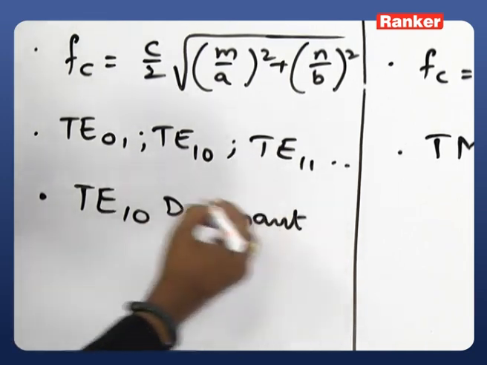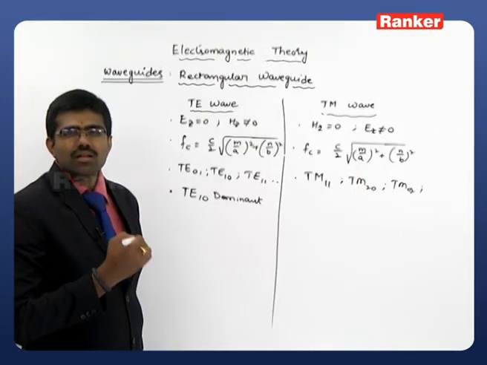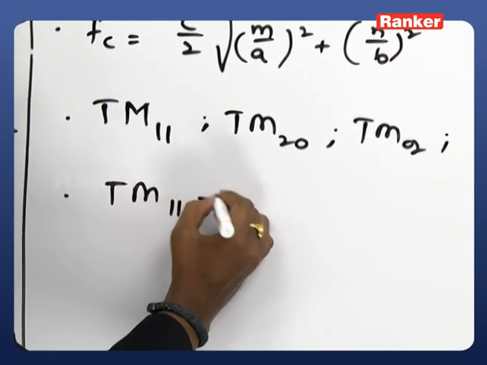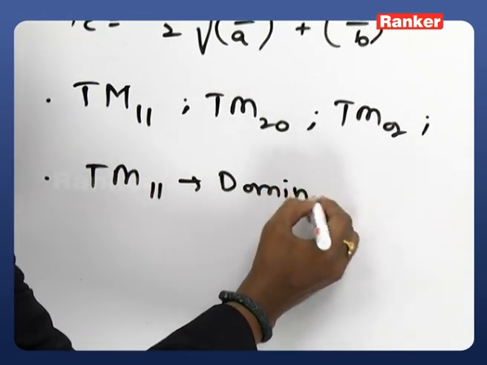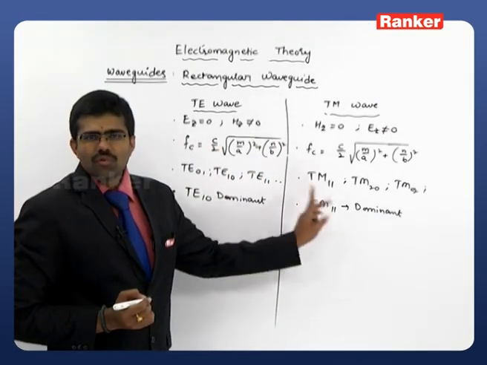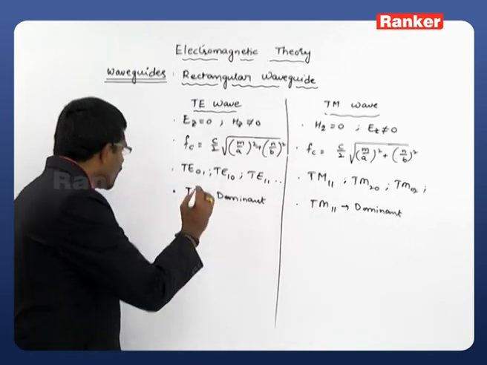That this will have the highest cutoff wavelength or the least cutoff frequency. Here the TM11 is the dominant. The dominant mode in our rectangular waveguide for TM wave is TM11. And what is the wave impedance here?